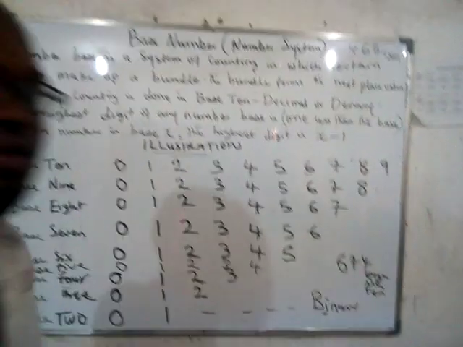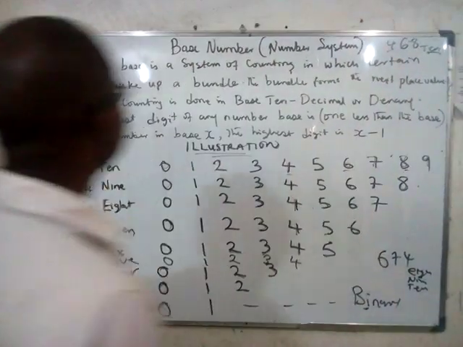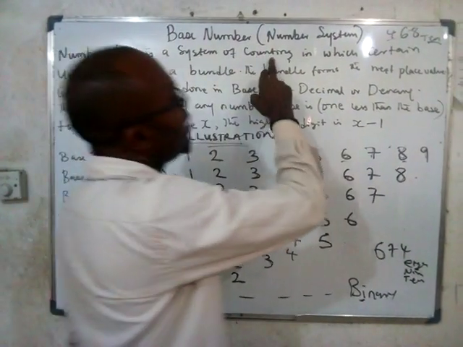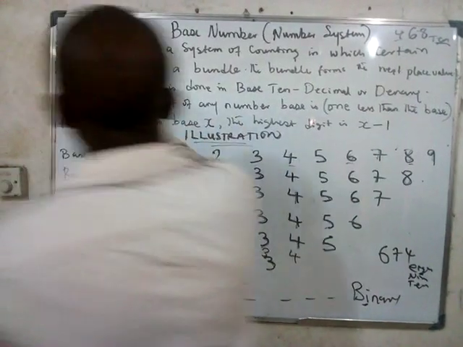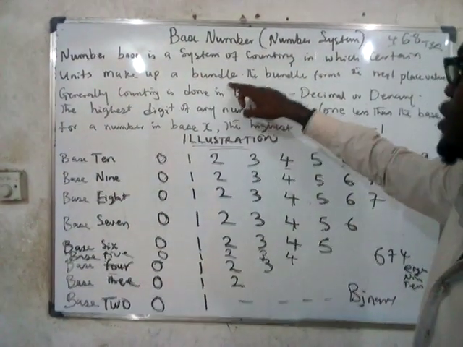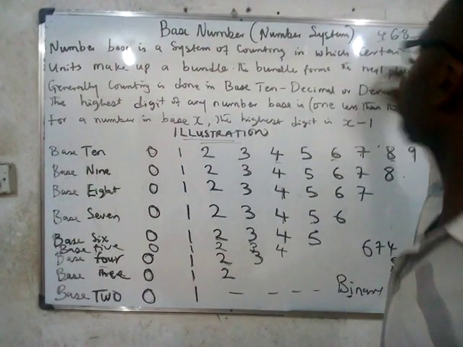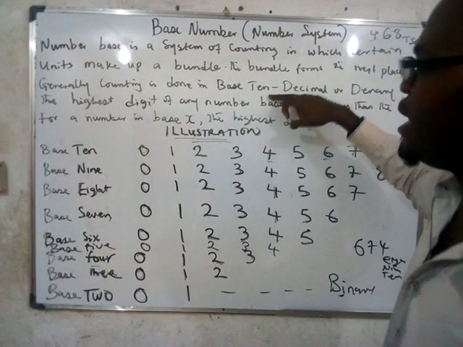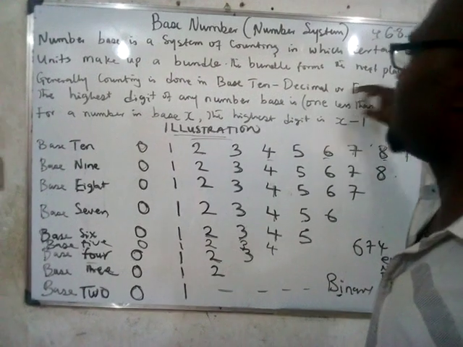That is what we call base numbering. Now, base number is a system of counting in which certain units make up a bundle. The bundle forms the next place value. Generally, counting is done in base 10, known as decimal or denary.